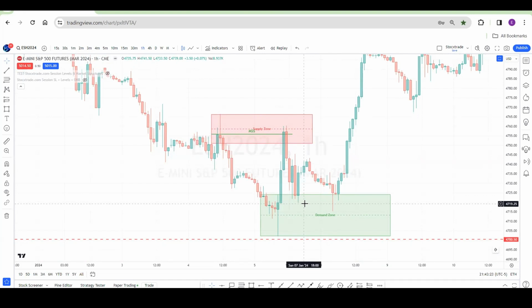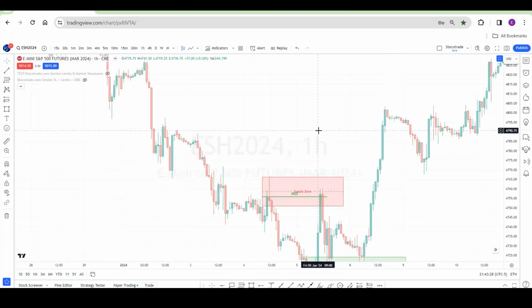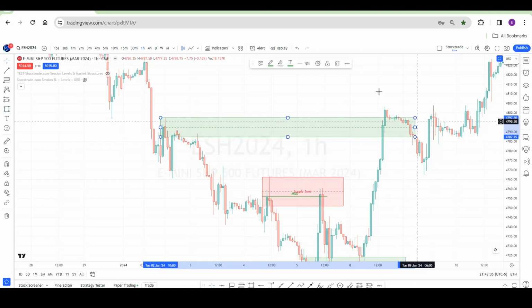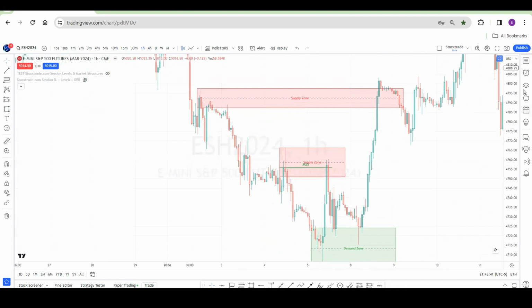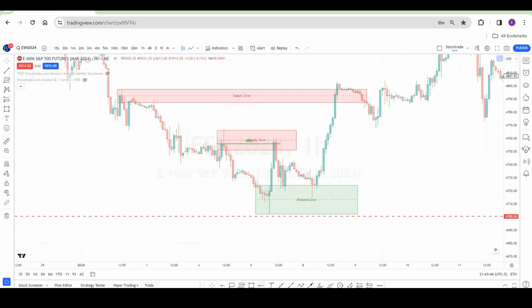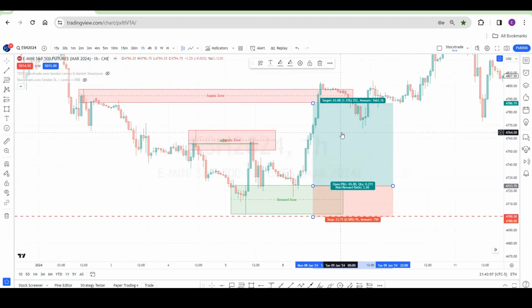What will the buyers do? Buyers will do the same thing. The buyers will go for another supply, which will be your liquidity, this one, the next supply. Even if you go with this trade, your stop loss was 24 points. Your target will be below this supply, 63 points. Almost 1 is to 2.65. 63 points is what? $3,150.